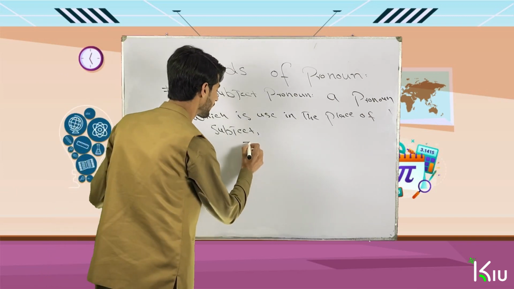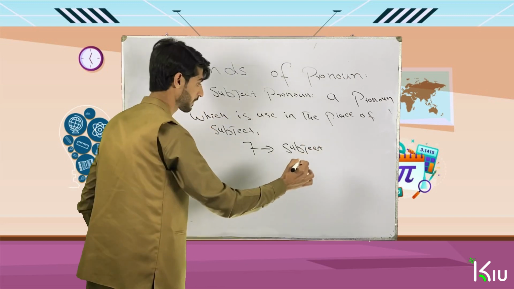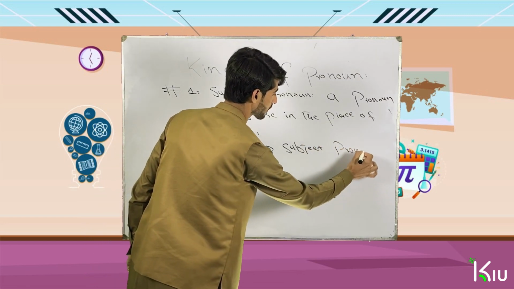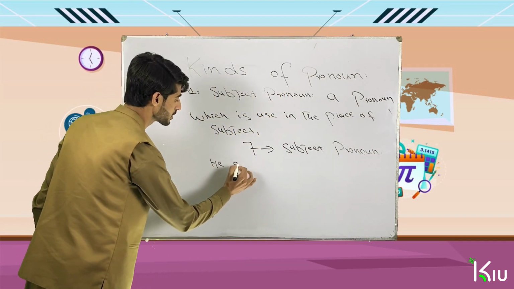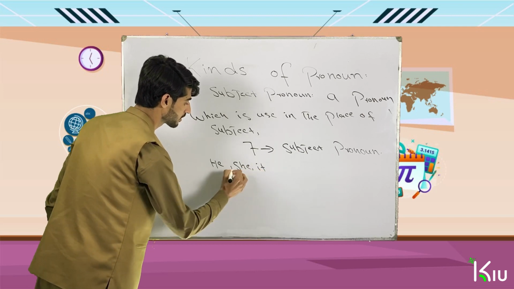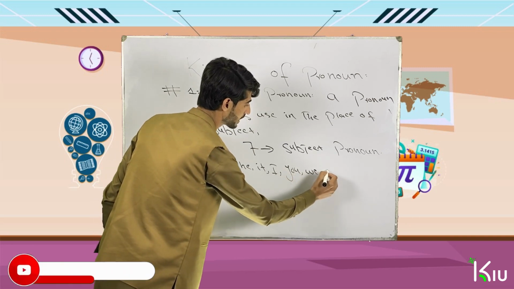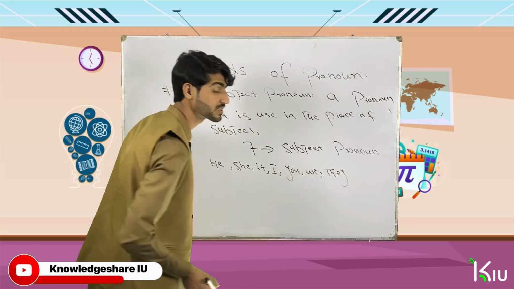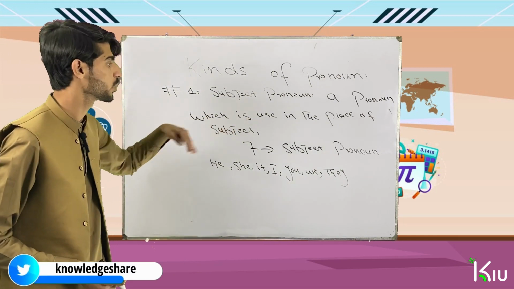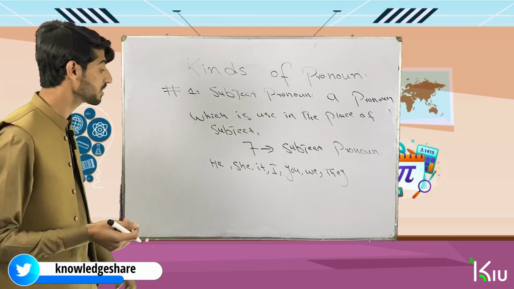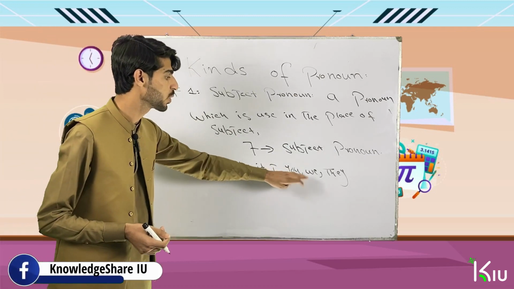We have seven subject pronouns. And those are, number first, he, she, it, I, you, we, and they. They are subject pronouns. First of all, we will talk about subject pronoun. What is subject pronoun? A pronoun which is used in the place of subject. Then we have seven subject pronouns. Number first, he, she, it, I, you, we, they.